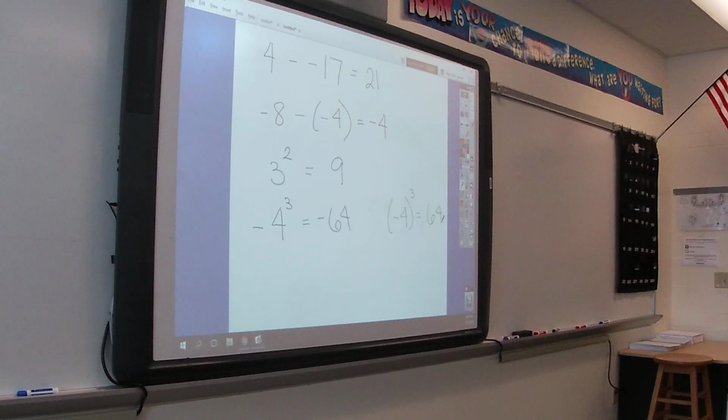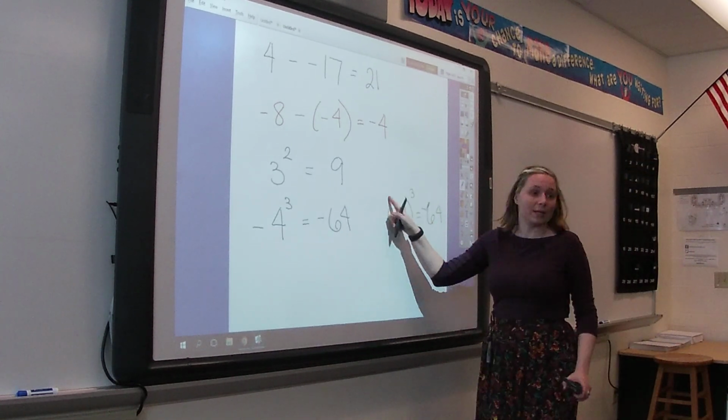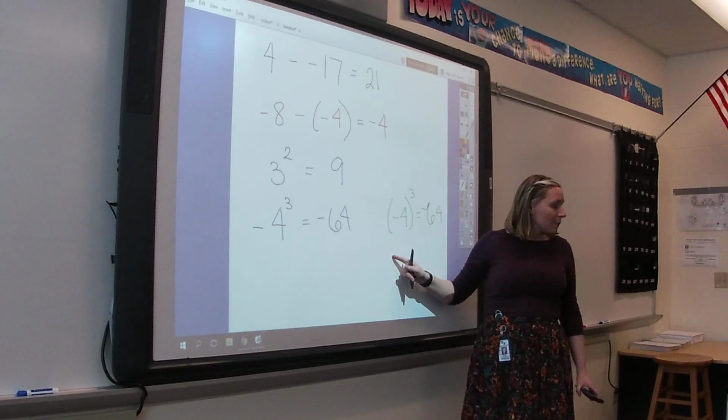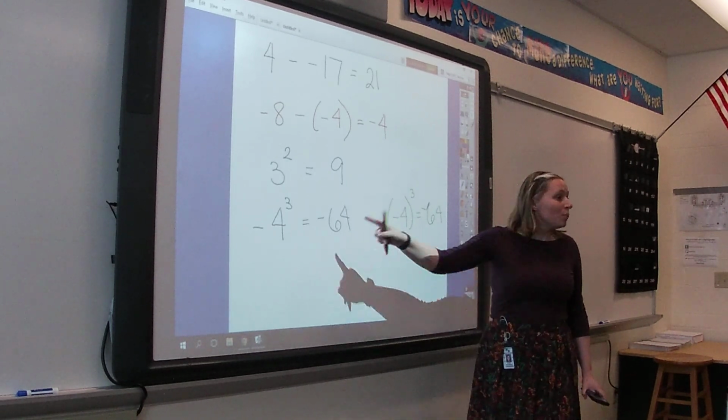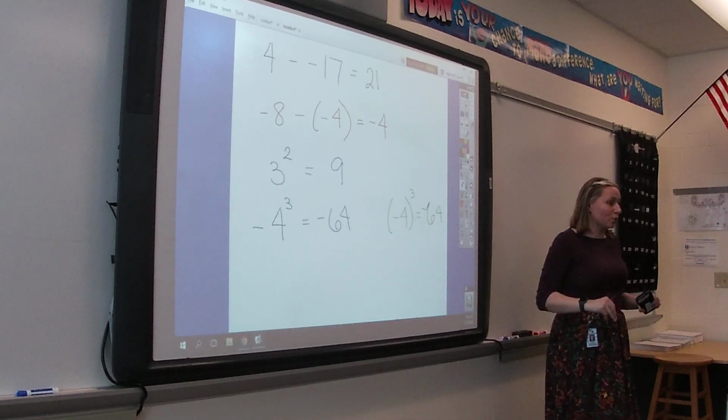Oh, because this is a negative to the 3rd, it's negative 64. But we have to type the parentheses. Sorry, I was thinking I had it as squared. But these parentheses have to happen. If you don't put in the parentheses, you won't get the right answer.